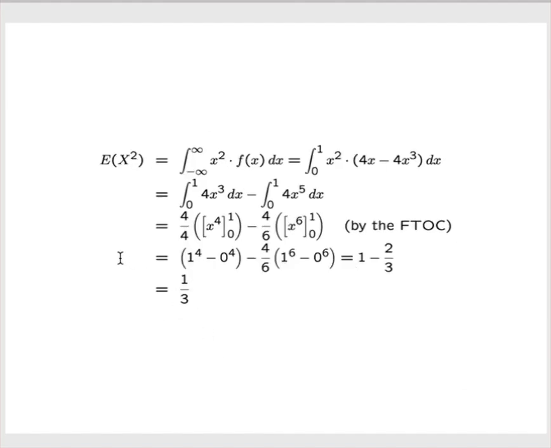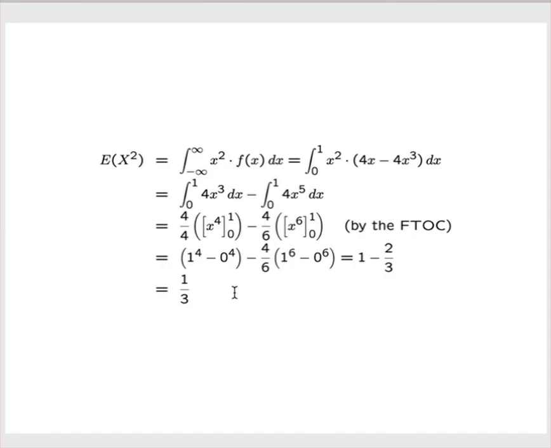To find the expected value of x squared, again, we calculate the integral of x squared times the PDF. All right, and you can see these calculations. I'm not going to read them off, but when you go through this, the second raw moment, the expected value of x squared, is found to be 1/3.